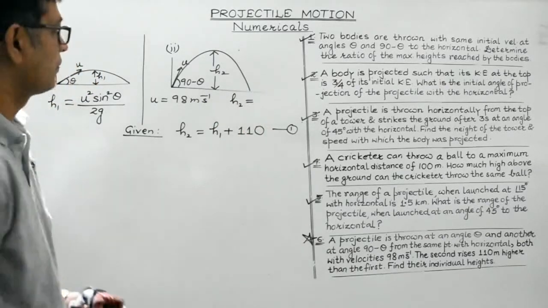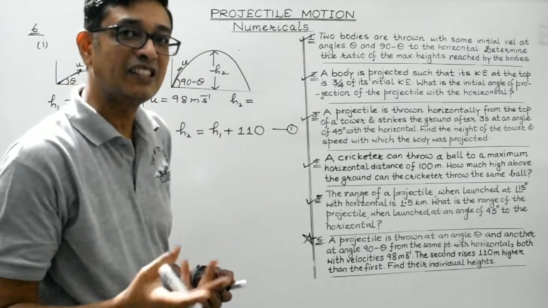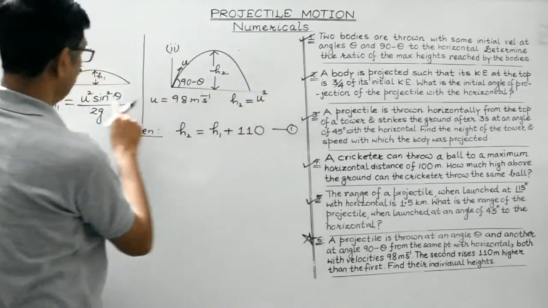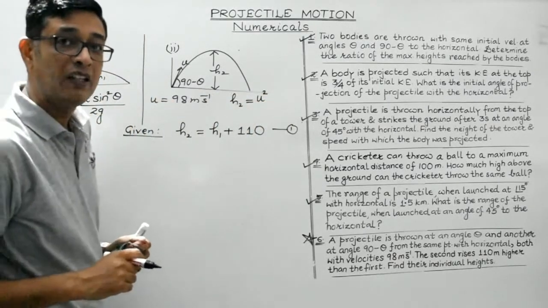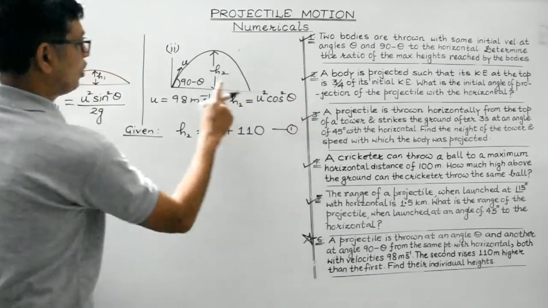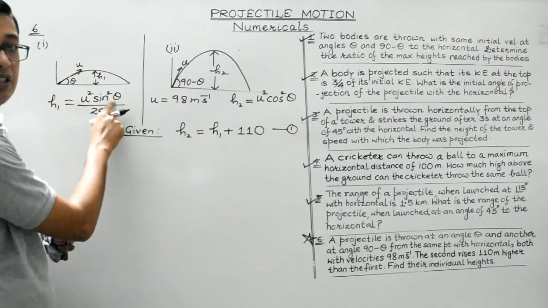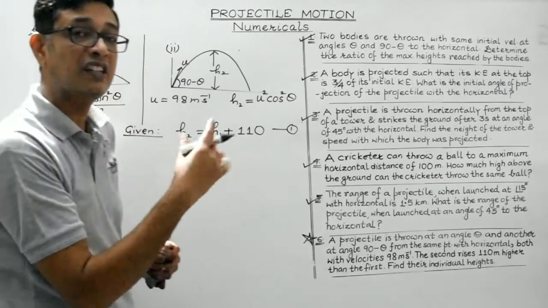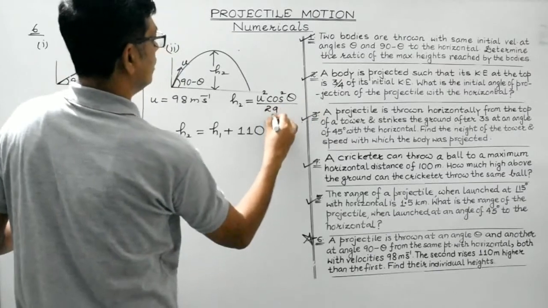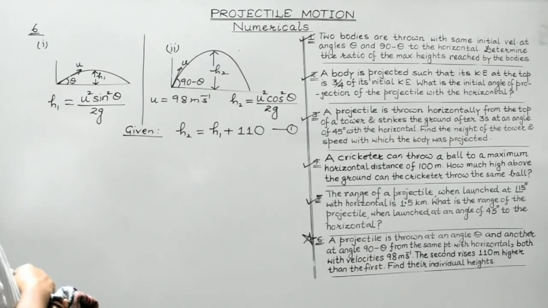H2 is, students, over here theta is to be replaced by 90 minus theta, and sine of 90 minus theta is cos theta. So here u square sine square theta will be replaced by cos square theta, because here the angle of projection is 90 minus theta. So if you substitute 90 minus theta, we get sine square of 90 minus theta as cos square theta divided by 2g. So these are the expressions which we will be making use of, right?